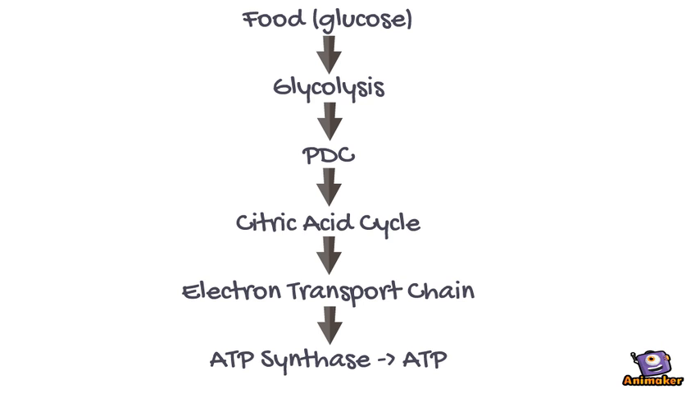Remember that the process of turning sugar into energy takes several steps. Today we are going to talk about the very last step. It uses a machine called ATP Synthase. This is where the ATP is actually made.